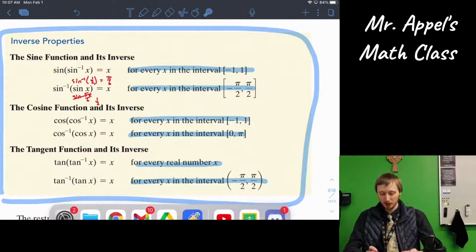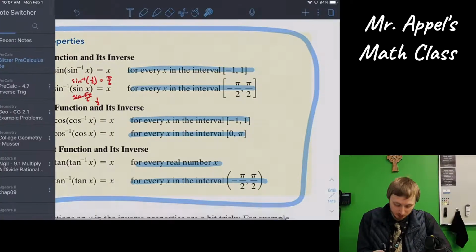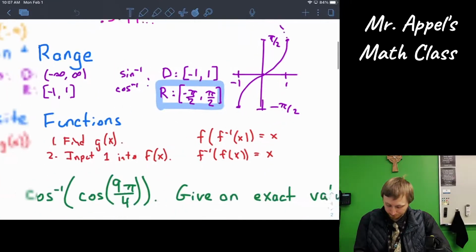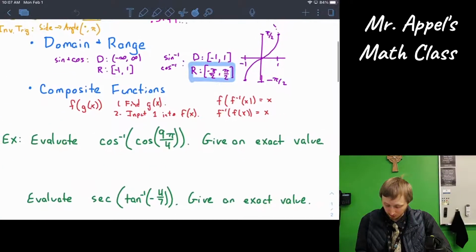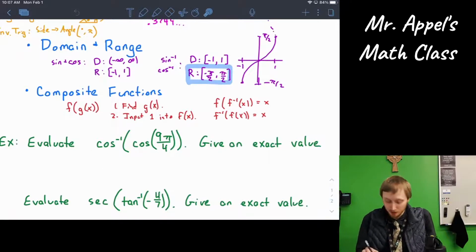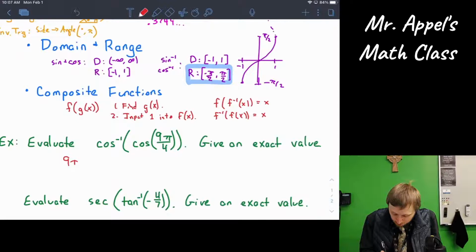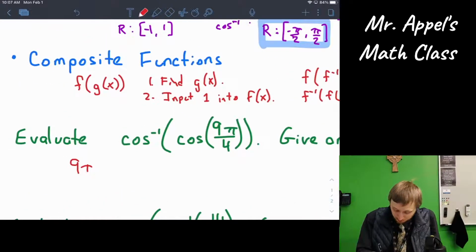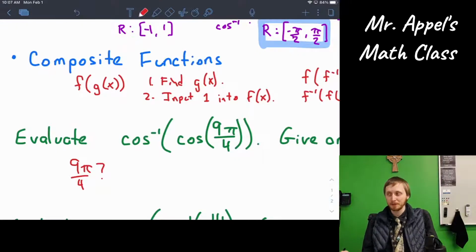All right, then let's do a few more examples. Let's switch back to here. Let's try this one, right? Evaluate cosine inverse of cosine of 9 pi over 4. Hey, cosine, inverse cosine, those undo each other. Is it just 9 pi over 4? What do you think, yes or no?